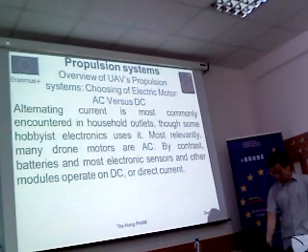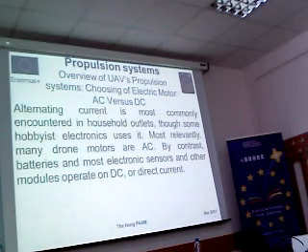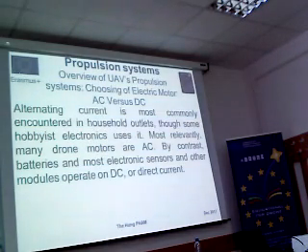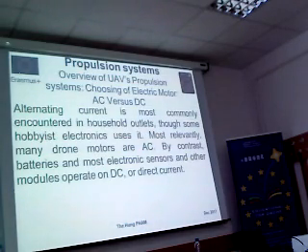So this is how we choose the AC or DC. The AC is most commonly used in household outlets, and some hobbyist electronics use it. Most relevantly, the motors are AC, but in contrast, batteries and most electronic sensors operate on DC, or direct current.